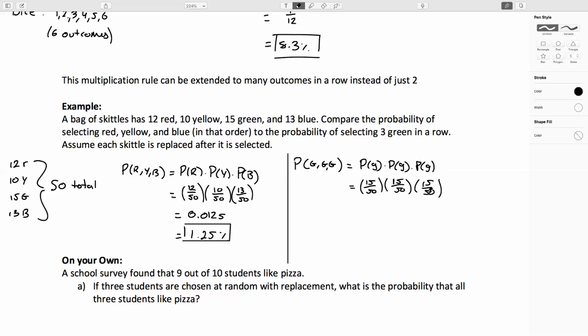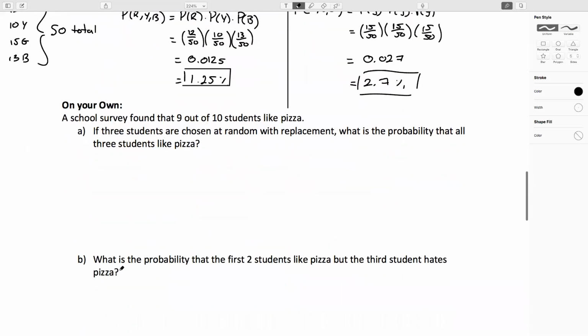This gets us 0.027, which is approximately 2.7%. So we have more than double the probability that we're going to get 3 greens than red, yellow, blue. And that all comes from the fact that there's more greens than anything else in the bag.